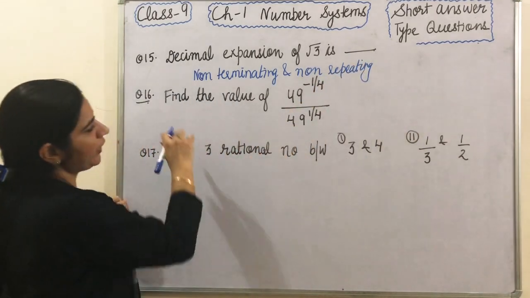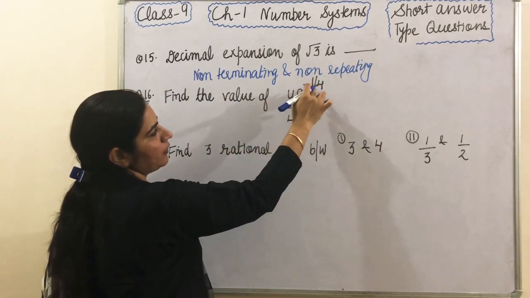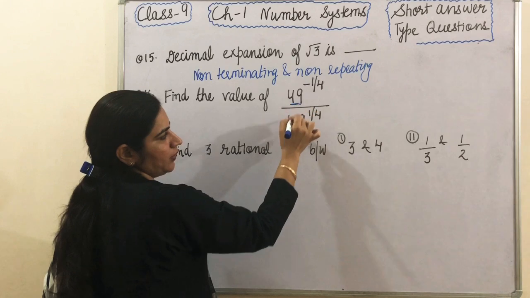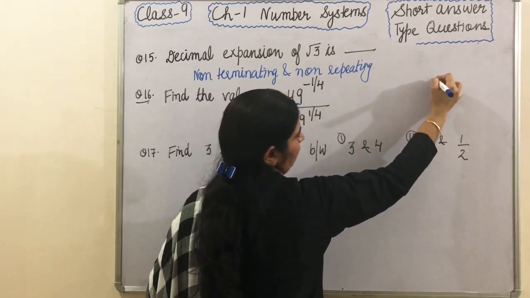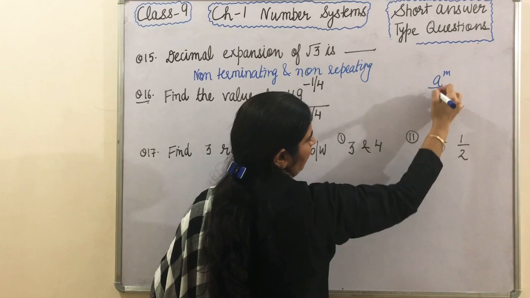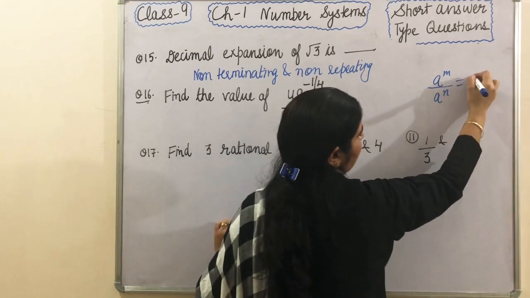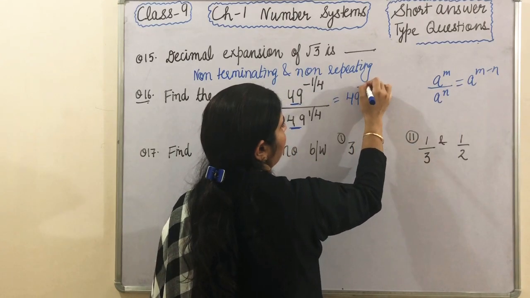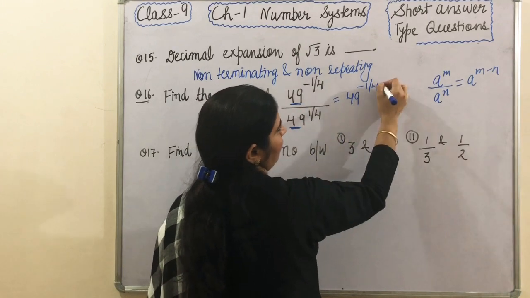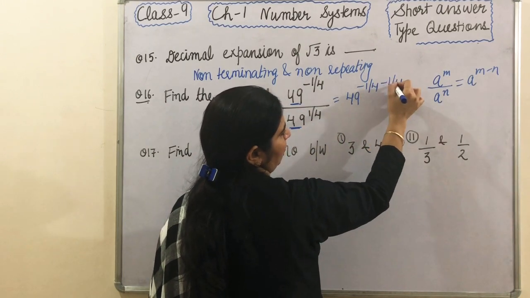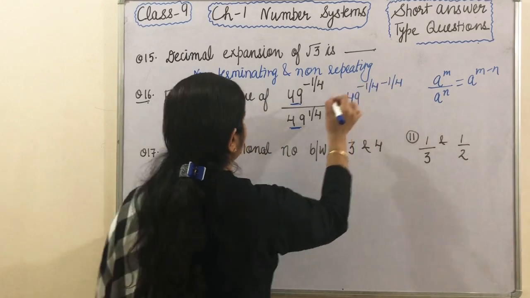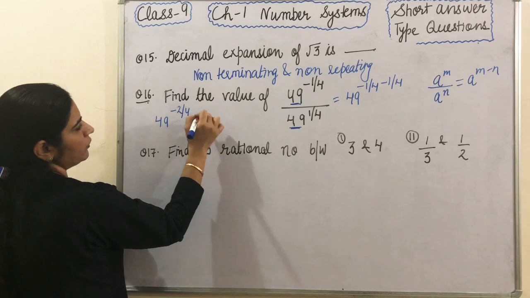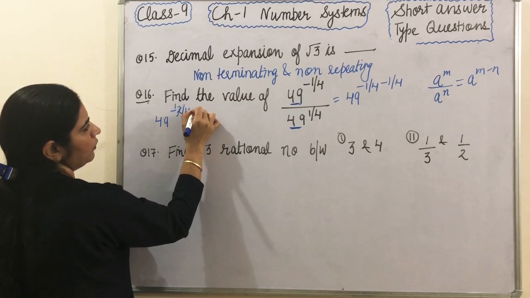Okay. Next, find the value of 49 raised to the power minus 1 by 4 divided by 49 raised to the power 1 by 4. The base is the same. Here we can use the law of exponents: a raised to the power m divided by a raised to the power n is equal to a raised to the power m minus n. So 49 raised to the power minus 1 by 4 stays negative, and again minus 1 by 4. Minus 1 by 4 minus 1 by 4 means minus 2 by 4. Here I am getting 49 raised to the power minus 2 by 4, which is equal to 49 raised to the power minus 1 by 2.